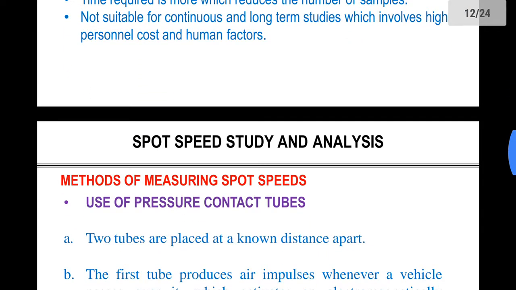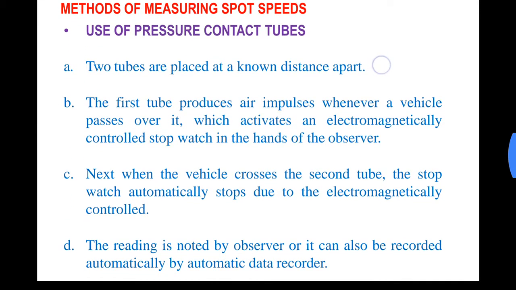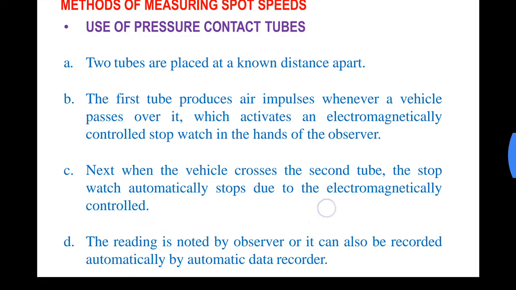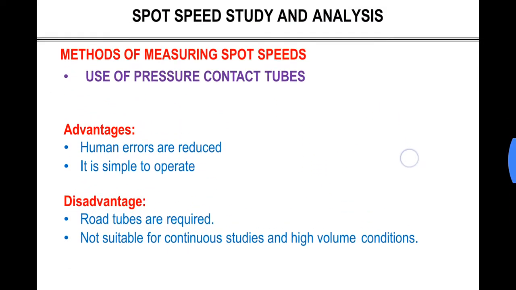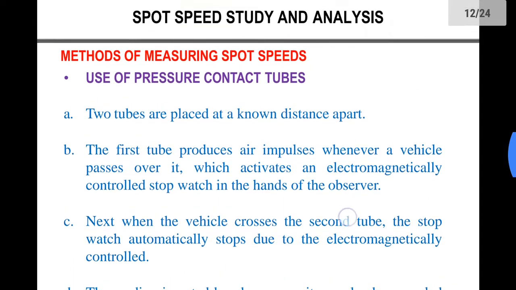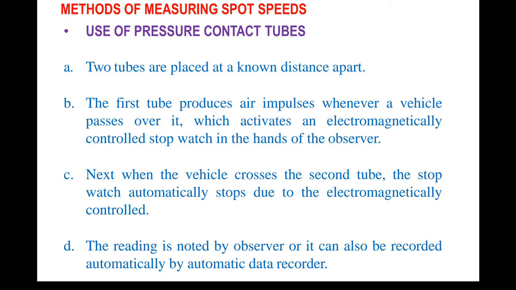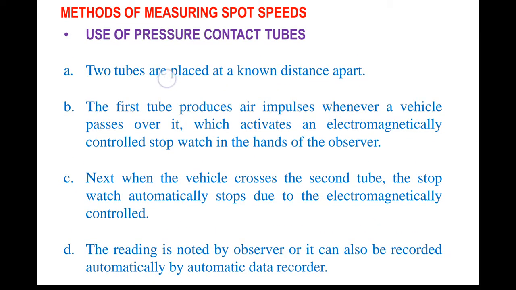The next method is the method using pressure contact tubes. We already have an idea about these pressure contact tubes. We have studied them for volume count studies, where a pneumatic tube was placed on the road, perpendicular to the road. So what is the procedure here? Two tubes are placed at a known distance apart.